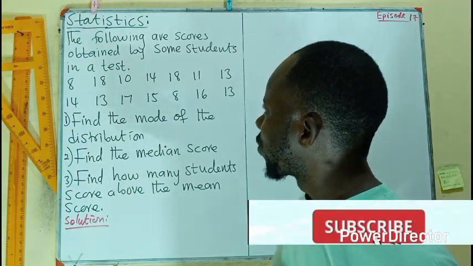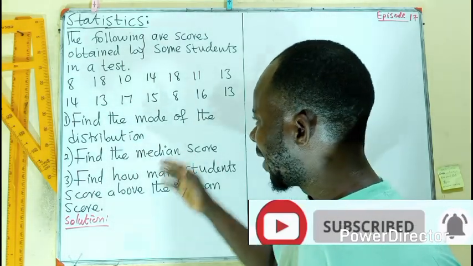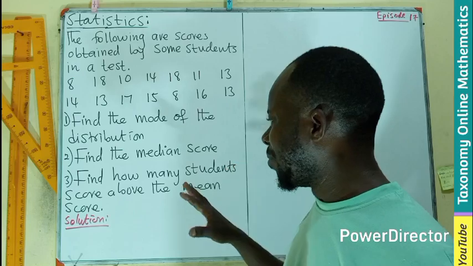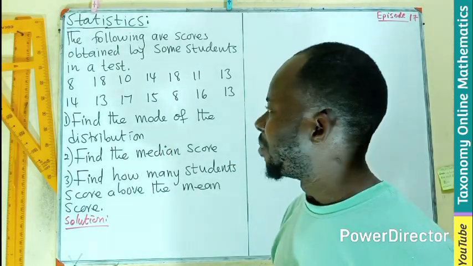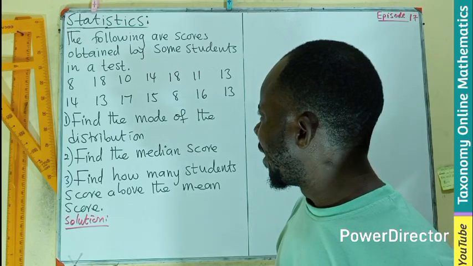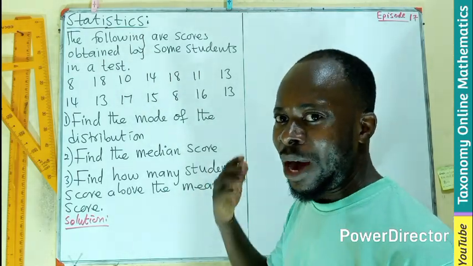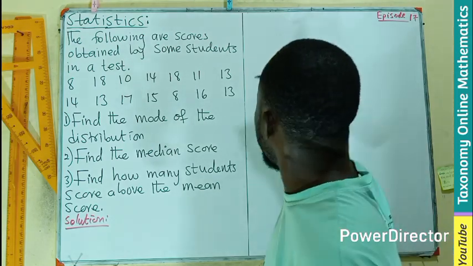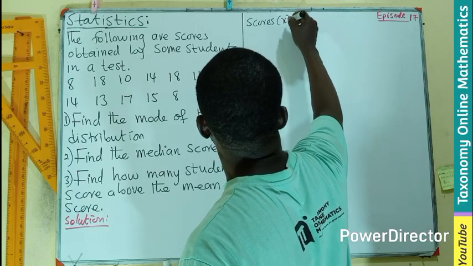The following are scores obtained by some students in a test. As we are seeing, we are finding the mode, the median, and the mean, and the students who had above the average, which is the mean. So let's see, in solving this, we can solve it without a table, but I would prefer to start with a table. So I'll have score, which will be taking our x.